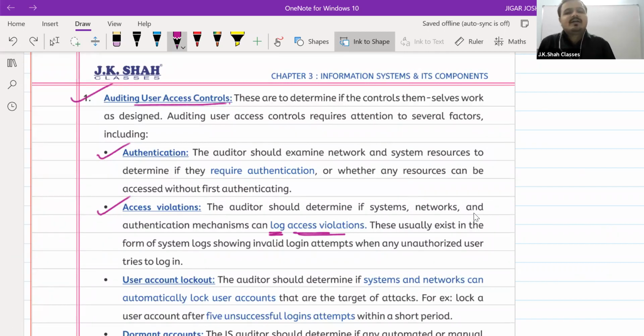Yes, people. The auditor has to see that there is a system for tracking the number of access violations, which should immediately indicate how many times the user has tried to put a wrong user ID and password into the system to gain unauthorized access, or might be because he has forgotten the user ID or password. Understood, my dear student? Yes, sir.